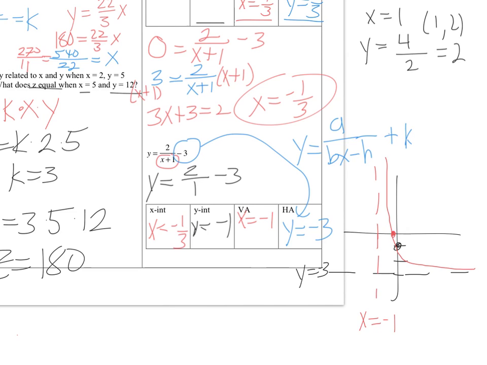I'm going to plug in a point to the left of the asymptote just to make sure I know where my graph is going to be. So x equals -2. 2 over -2 plus 1 is 2 over -1, which is -2. Minus 3 would be -5. That'd be the point (-2, -5). And that confirms that I should have the other half of my bubble letter L on this side.